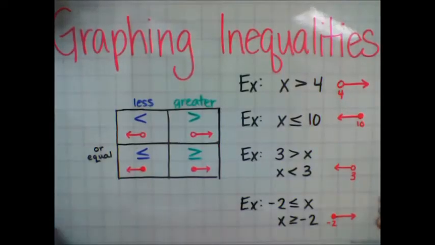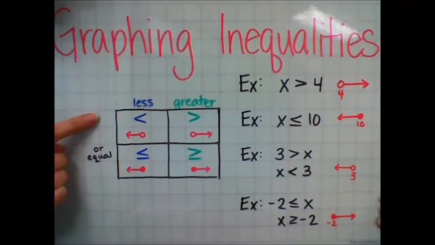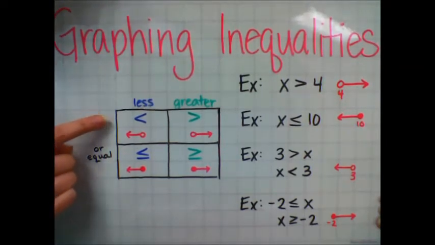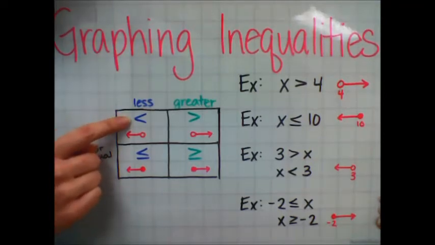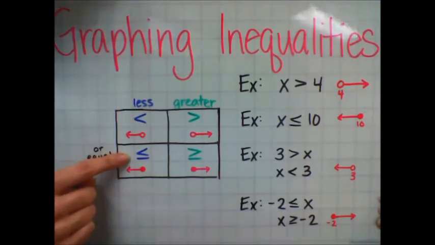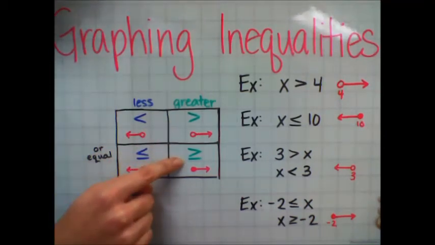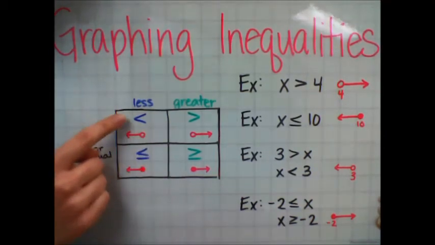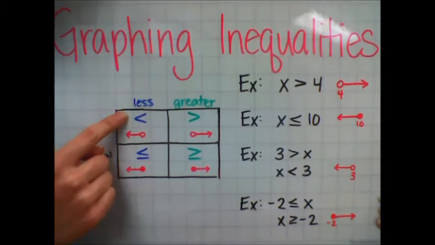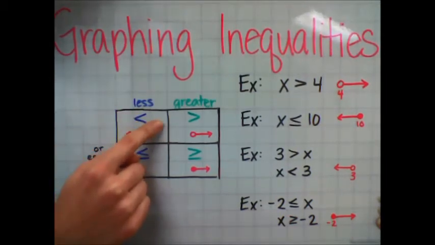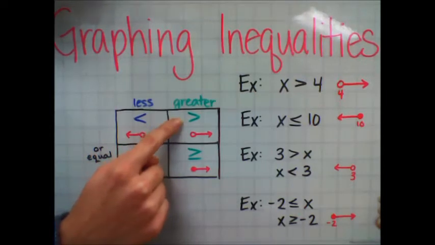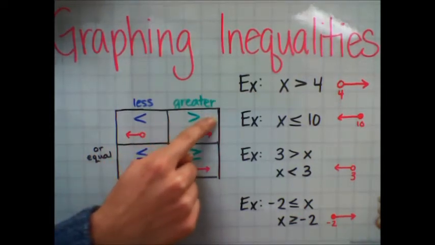Today's lesson is about how to graph inequalities on a number line. First, we're going to look at the graphic organizer. These are less than symbols. These are greater than symbols, meaning that what's on the left is less than what's on the right, or what's on the left is greater than what's on the right.